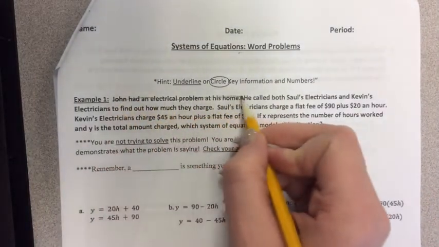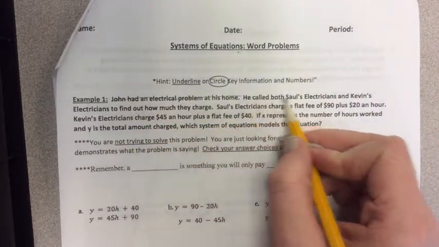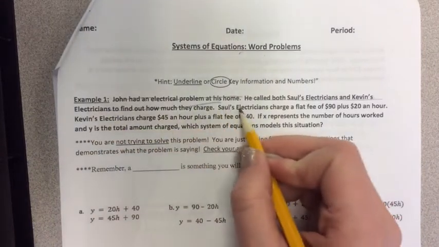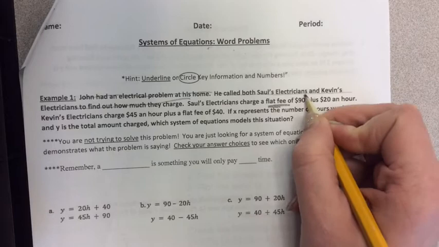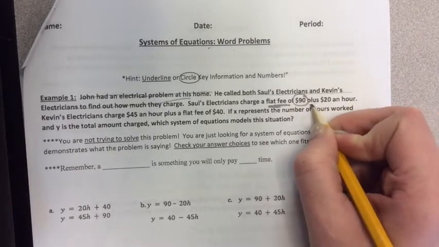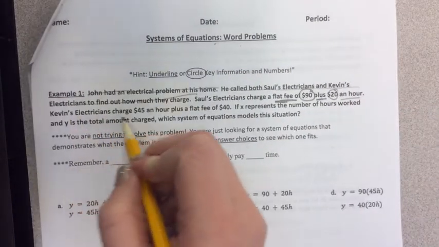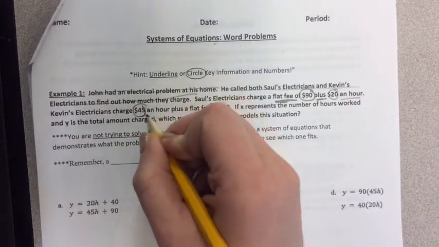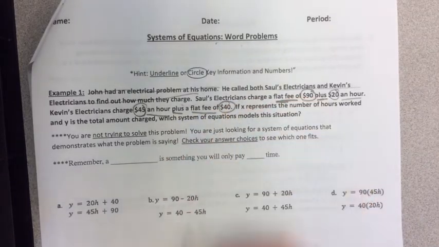This part's not really that important. He called both Saul's electricians and Kevin's electricians. Okay, that's not really that important. Saul's electricians charge a flat fee. So flat fee we know is important. We have $90, and then it says plus, that's going to be important, $20 an hour. Kevin's electricians charge $45 an hour plus a flat fee of $40.